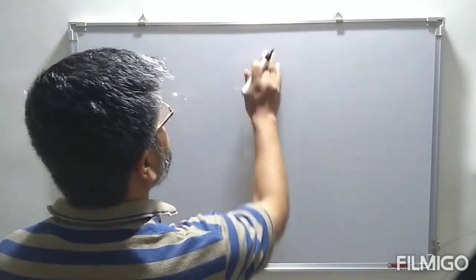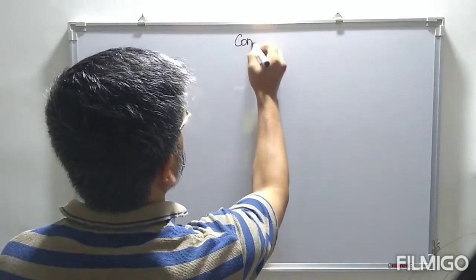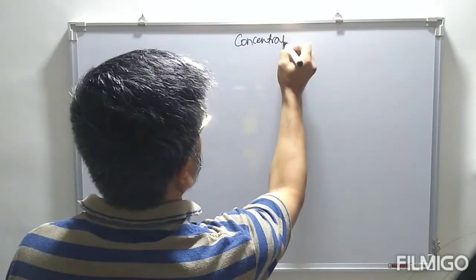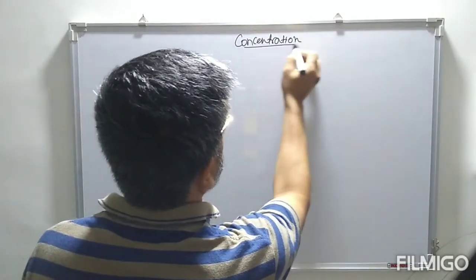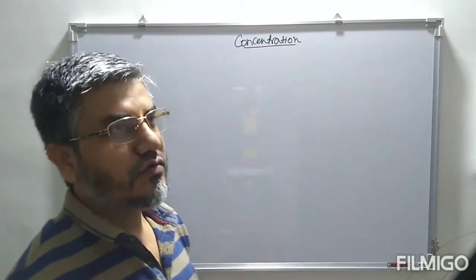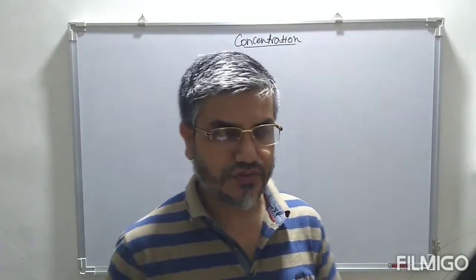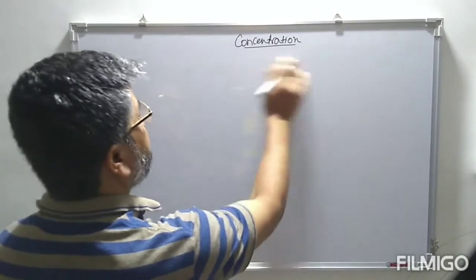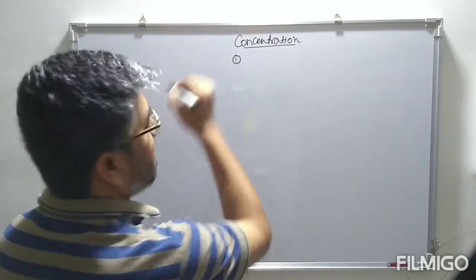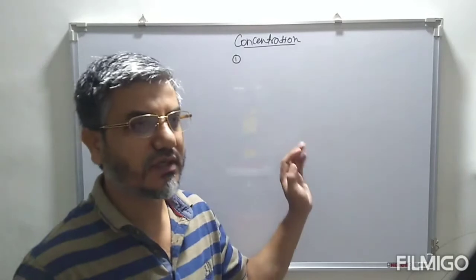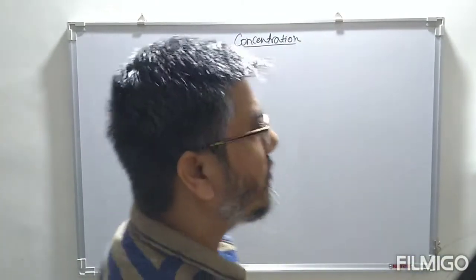And now we have how to define the concentration of solute in a given solution. So now we are going to define different types of concentration. So first, look at this. One of the most important and the most commonly used forms of defining concentration is molarity.